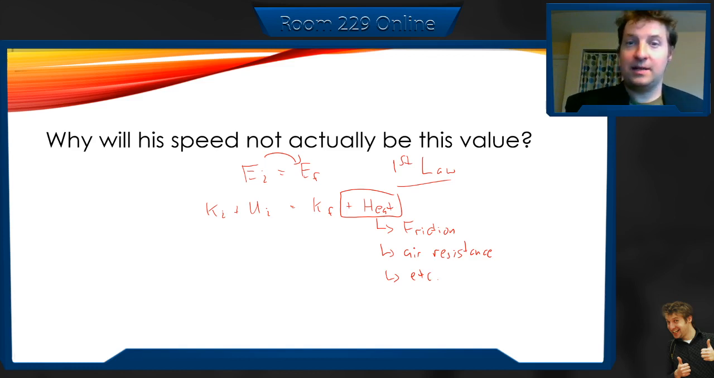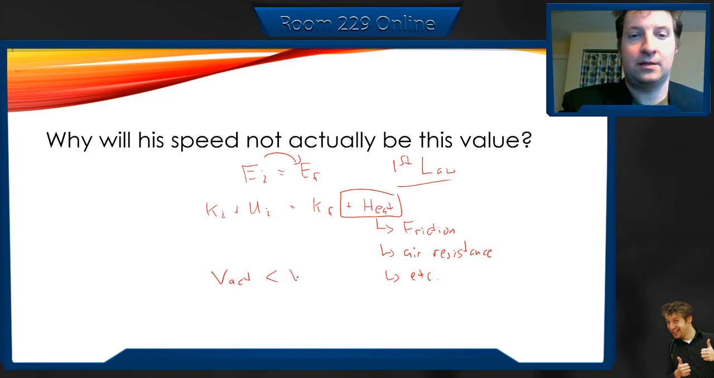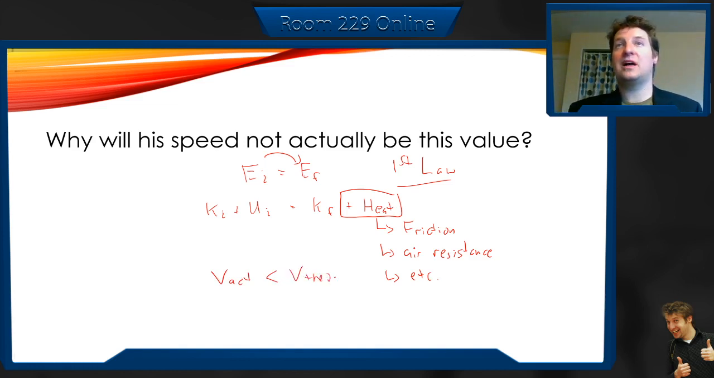So this means that because there's going to be some energy lost to friction, to air resistance, to everything else, his actual velocity is going to have to be less than his theoretical velocity from our initial problem. He's going to be traveling slower. And that makes sense, right? As he goes down the hill, some of his motion is going to be doing other things other than transforming potential into kinetic energy. He's going to actually be losing some energy to other things.